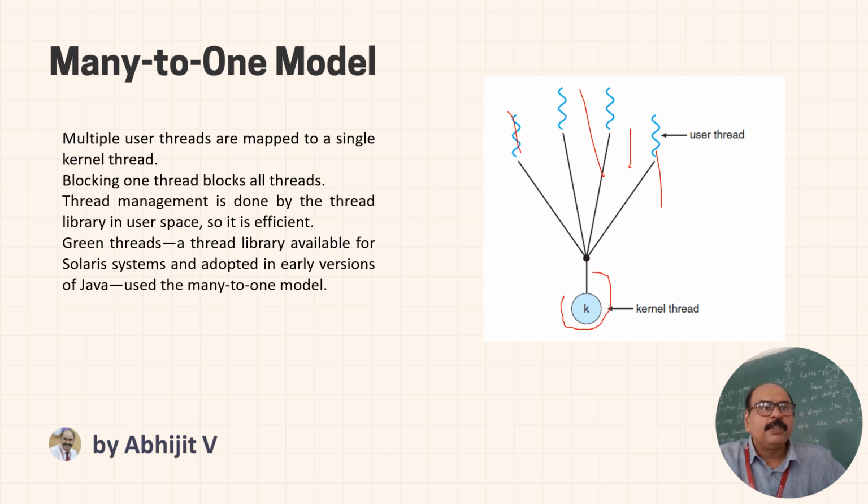Okay. There is an example for this. In Sun Solaris, you have something called green threads, which is adopted in the first kinds of versions. Later on, there were changes. Okay. So that is the many-to-one model.